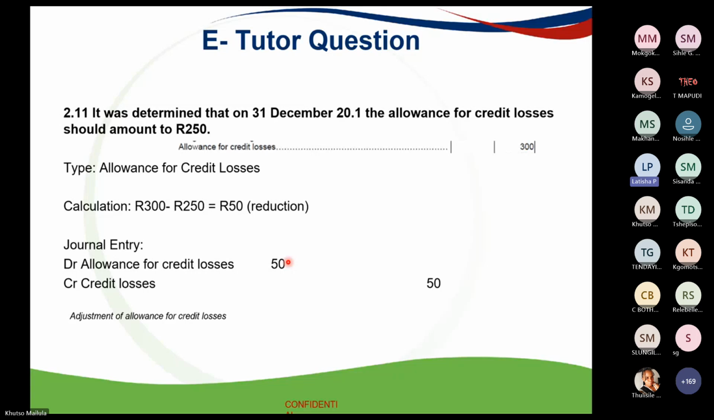SG, are you okay? Yes, okay, thank you. I hear what you're saying, but another part that I forgot to mention, sorry. The allowance for credit losses, I understand that you take it out from the trade receivables control. And I thought that since it's now going to be reduced from 300 to 250, the 50 Rand would go back to trade receivables control. That is why I was confused as to why it goes to credit losses. I hope I'm making sense.